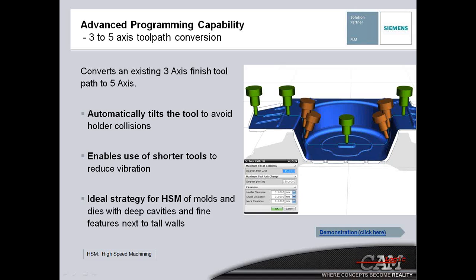In this instance, when none is encountered, a 3-axis toolpath is output, and that's where you see the green tool and tool holders. When a potential collision is anticipated, the tool axis is gradually tilted away from the collision area. This thus results in a 5-axis toolpath. And real quick, we'll show a quick demonstration on how this works.